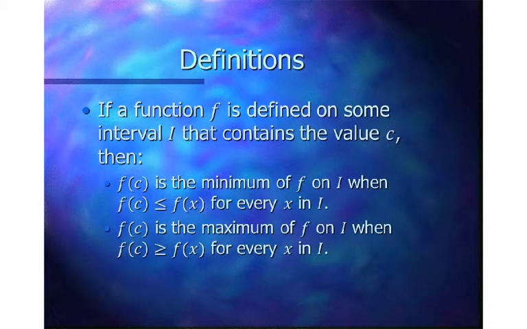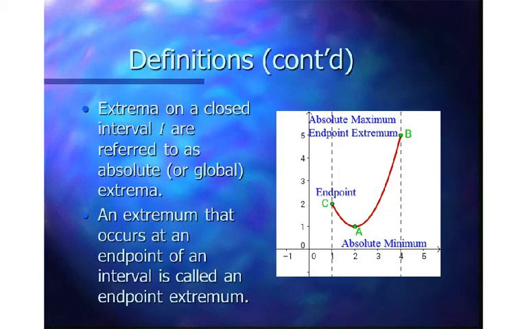Likewise, f of c is the maximum if f of c is greater than or equal to f of x for every x in that interval. Now, when we are looking at a closed interval, as you can see in this picture, we're looking at the closed interval from 1 to 4. It's closed because we do have the endpoints b and c.